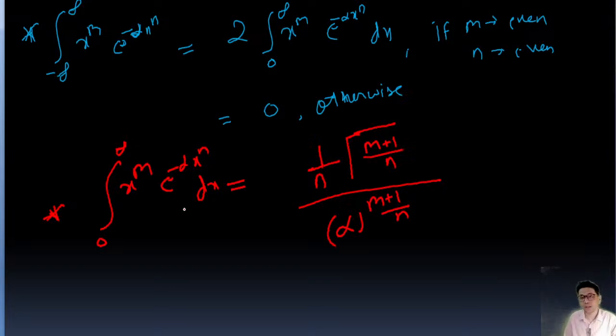Very important. Okay, so the integration from 0 to infinity of x to the power m e to the power minus alpha x to the power n dx is going to be 1 upon n gamma of (m plus 1) by n upon alpha to the power (m plus 1) by n. Okay, a very important formula. This will help you to solve complicated integrations.